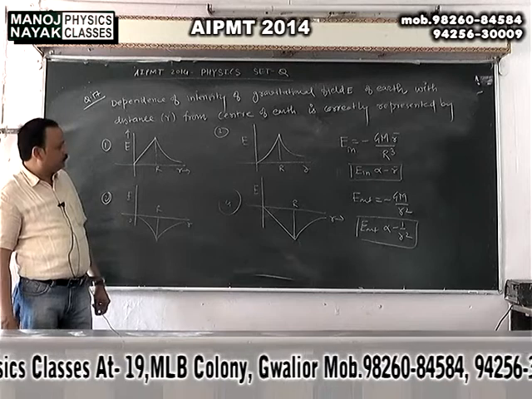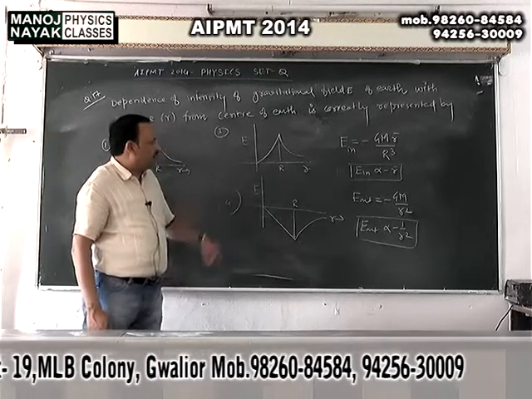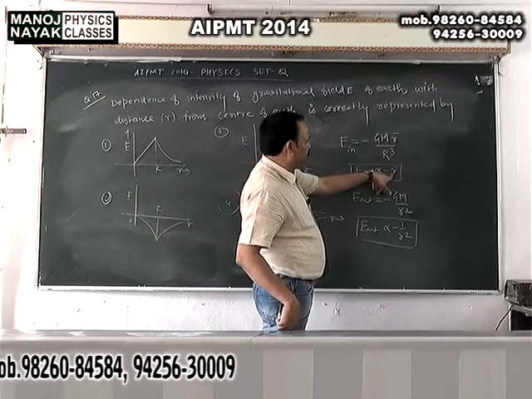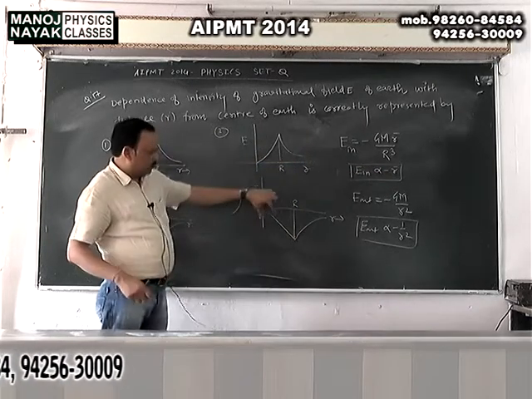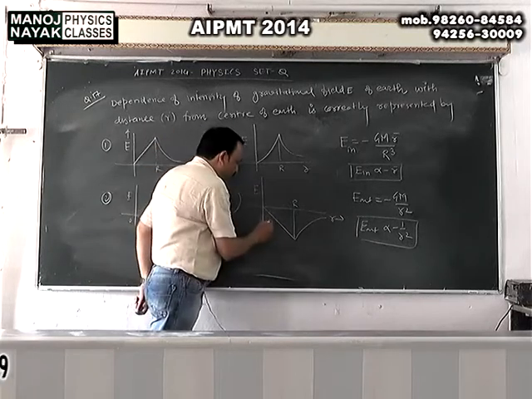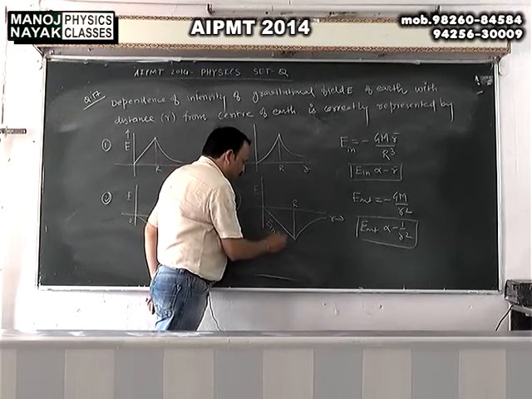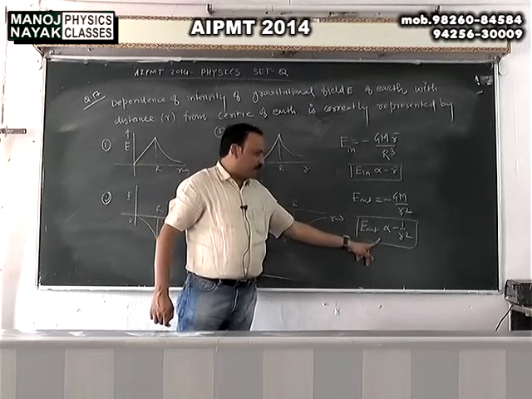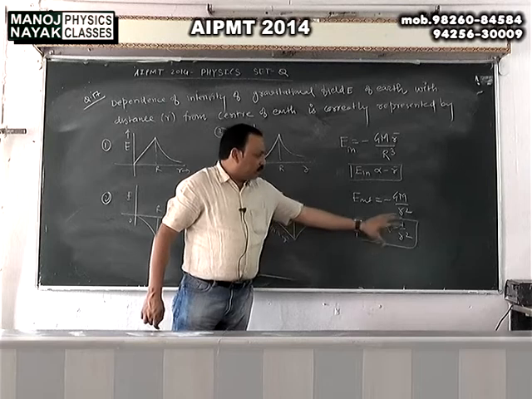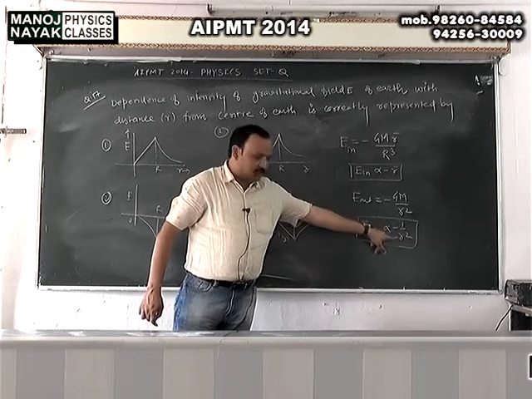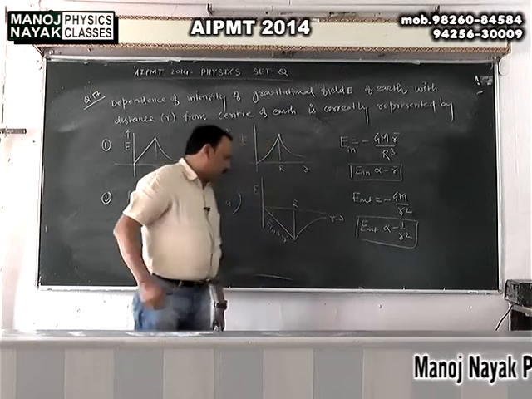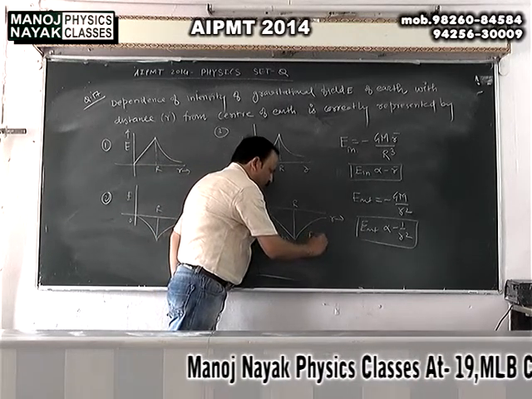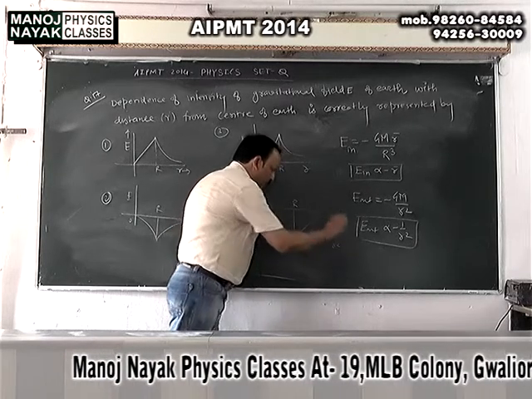Okay, so which graph would be the appropriate answer? E inside is directly proportional to minus r. So in this coordinate, E is directly proportional to minus r, and outside the sphere, outside the Earth, E is inversely proportional to r square. So that will be the hyperbola. Okay.